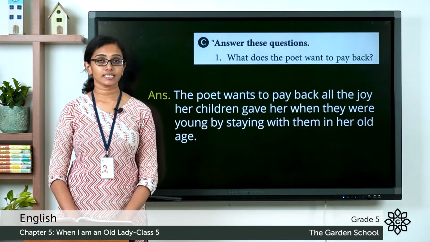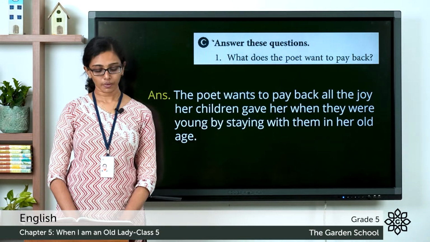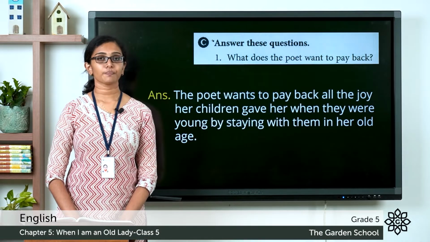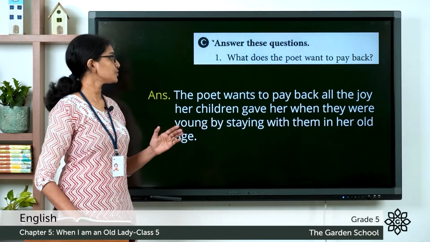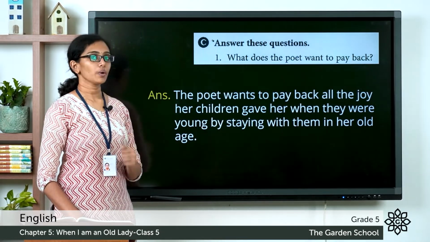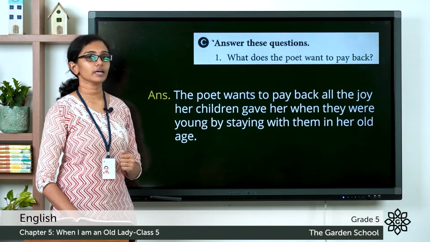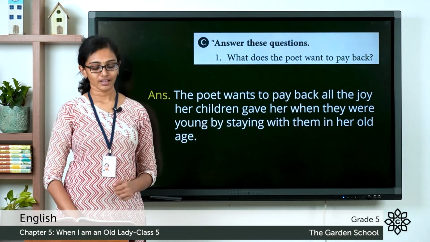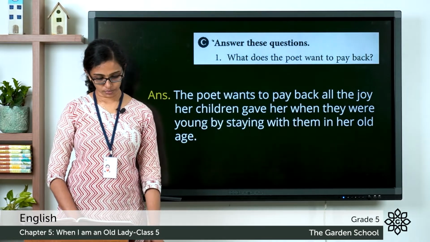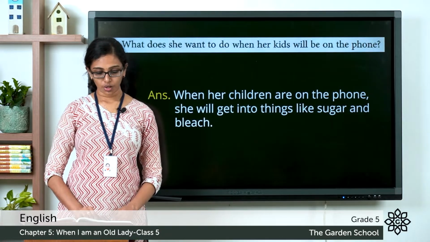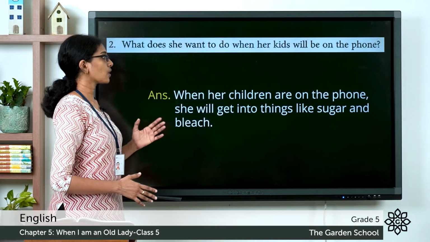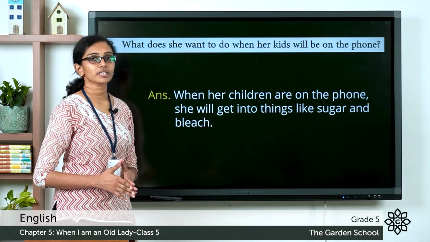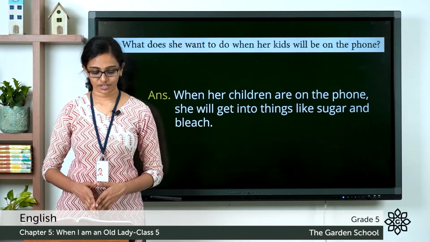Section C. Answer these questions. Question number 1. What does the poet want to pay back? The poet wants to pay back all the joy her children gave her when they were young by staying with them in her old age. Now, question number 2. What does she want to do when her kids will be on the phone? When her children are on the phone, she'll get into things like sugar and bleach.